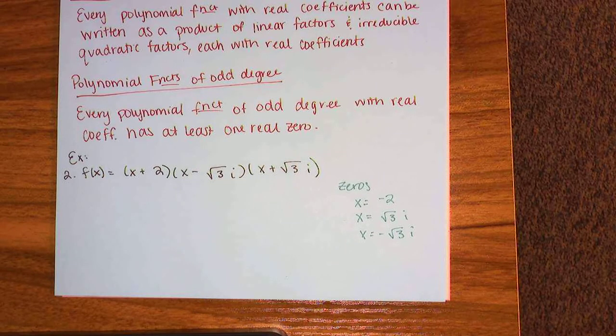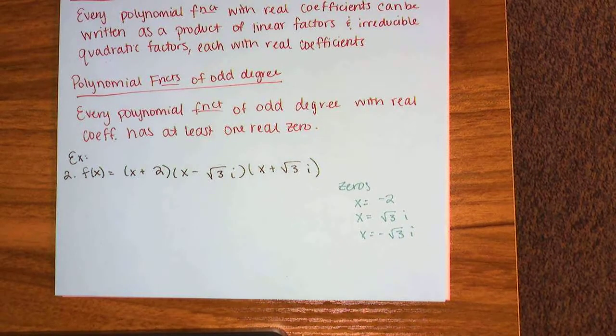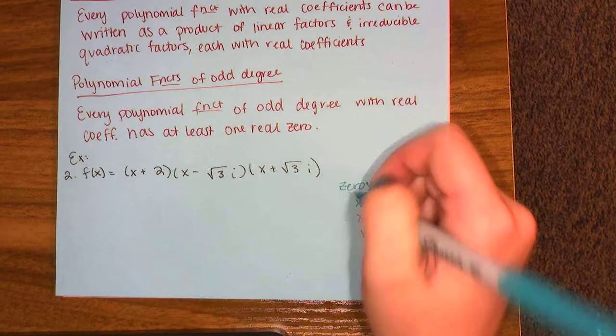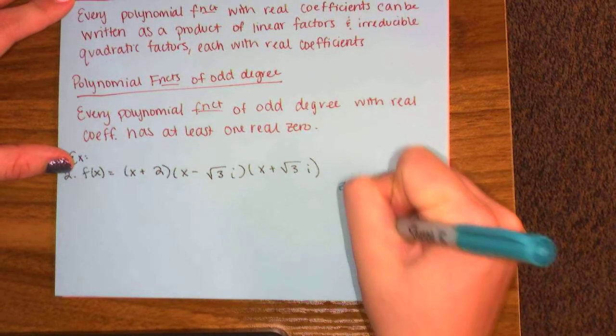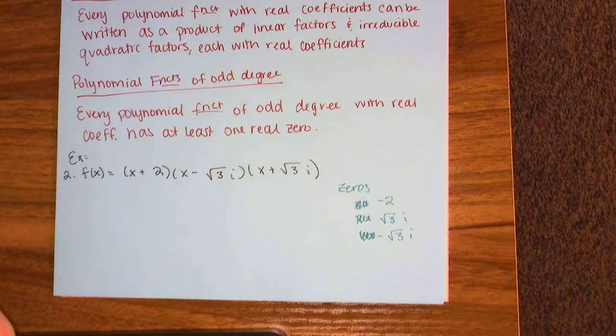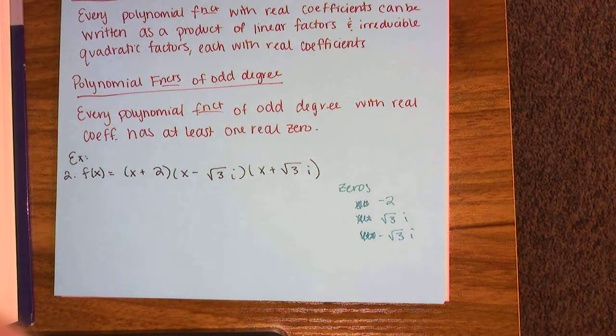It'd be like negative i square root of 3. Actually, hold on a second. These might not be supposed to be written this way. Sorry, these aren't supposed to be x equals. These are just supposed to be written. That's my bad. The zeros are just whatever the numbers are. The x-intercepts we write as x equals. So I got them backwards.